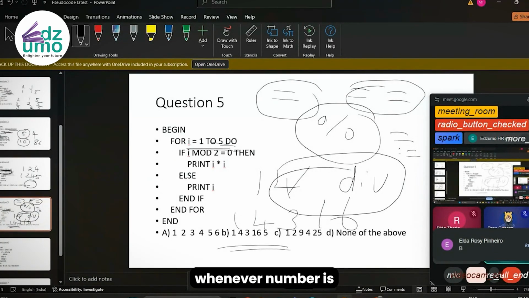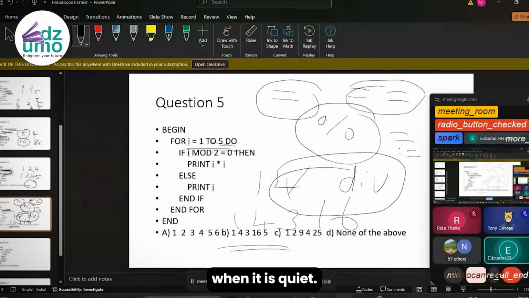Okay. That means whenever the number is even, it is squared. If the number is non-even, it is printed as such. Understood? When the number is even, it is squared. Clear? I hope the logic is clear to all.